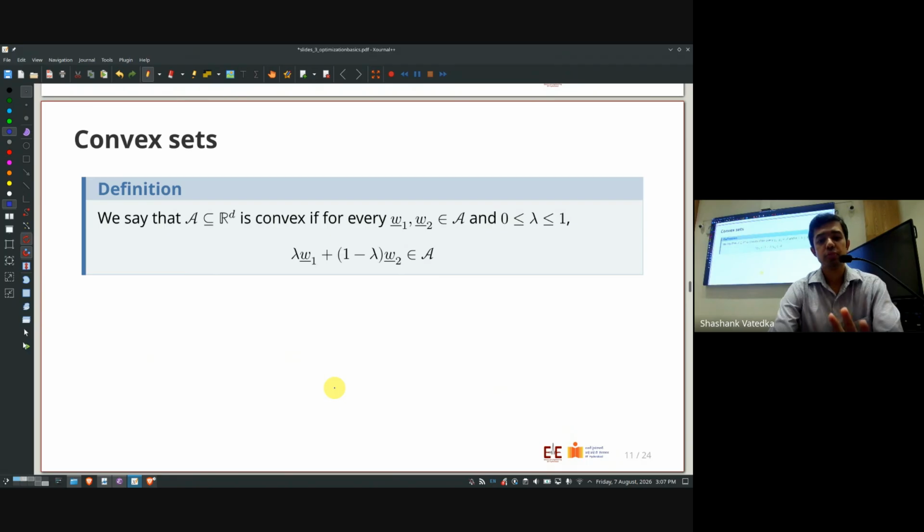We'll do much of the analysis of gradient descent and stochastic gradient descent initially for convex functions, and I'll say what happens if the functions are not convex. So to do that, let's have a few definitions. A set is said to be convex if for every w1, w2 in the set, the straight line joining these two points, the line segment joining w1 and w2, also lies within the set.